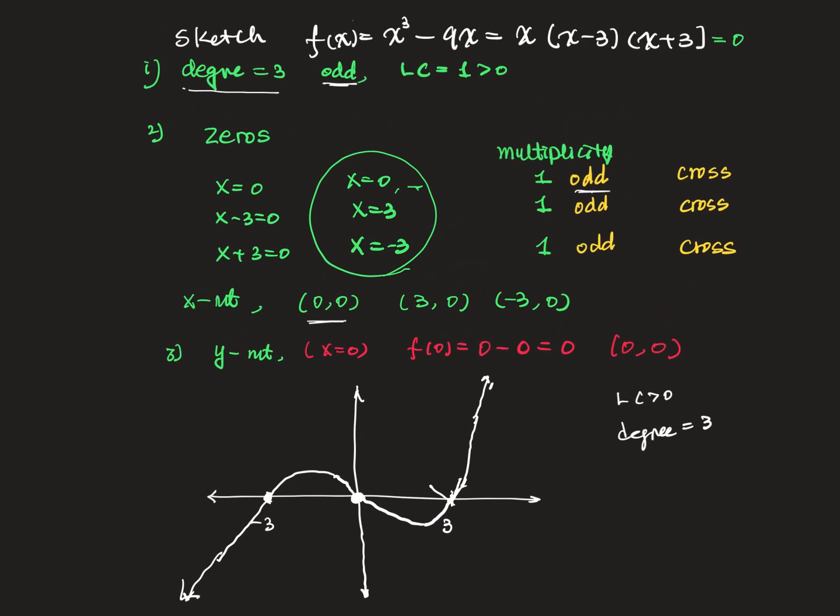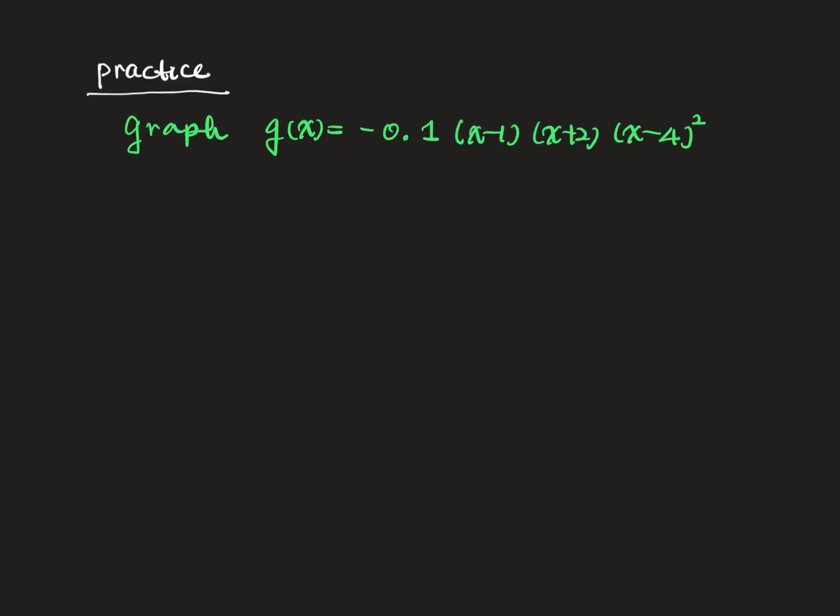You have now the degree and leading coefficient, zeros, multiplicity, and y-intercept. Based on the multiplicity, you're gonna sketch it. Let's practice sketching the polynomial function, guys. So what do you have to do? I give the guideline. You guys try to solve it.